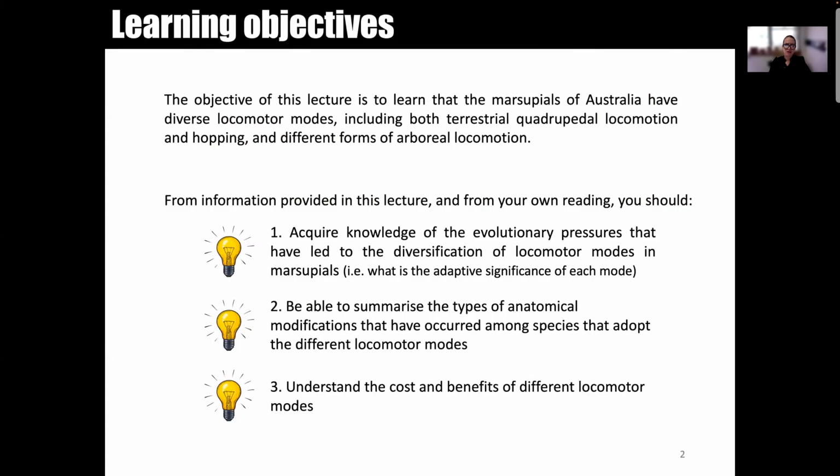The objective of this lecture is to learn that the marsupials of Australia have very diverse locomotor modes, including both terrestrial, quadrupedal locomotion and hopping, as well as different forms of arboreal locomotion. From information provided in this lecture, as well as from your own reading, you should acquire knowledge of the evolutionary pressures that have led to the diversification of locomotor modes in marsupials. You should be able to summarise the types of anatomical modifications that have occurred among species that adopt the different locomotor modes, and you should understand the costs and benefits of these different locomotor modes.